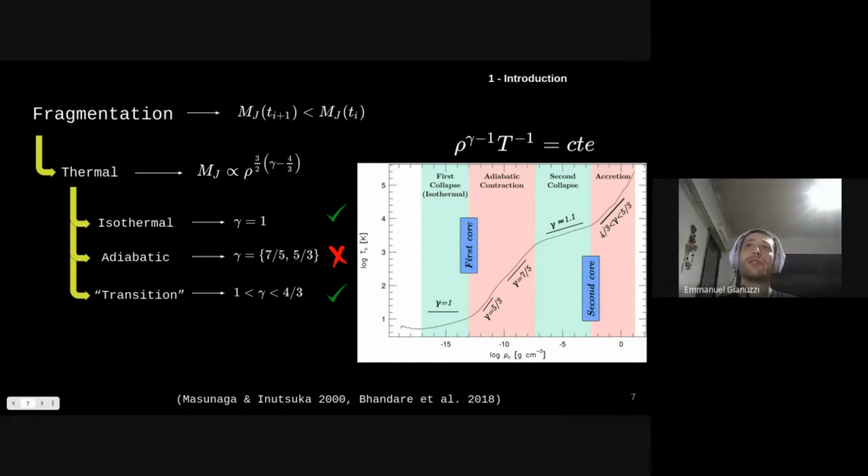This fragmentation process can occur at any moment, assuming that the main effect against a collapse is the thermal pressure, and assuming that the collapse can be modeled by a polytropic equation of state. Then the collapse can be approximately divided into 4 stages. In this case, the fragmentation can only occur during the isothermal first collapse, before the first core creation, or during the transition second collapse, right before the second core formation.